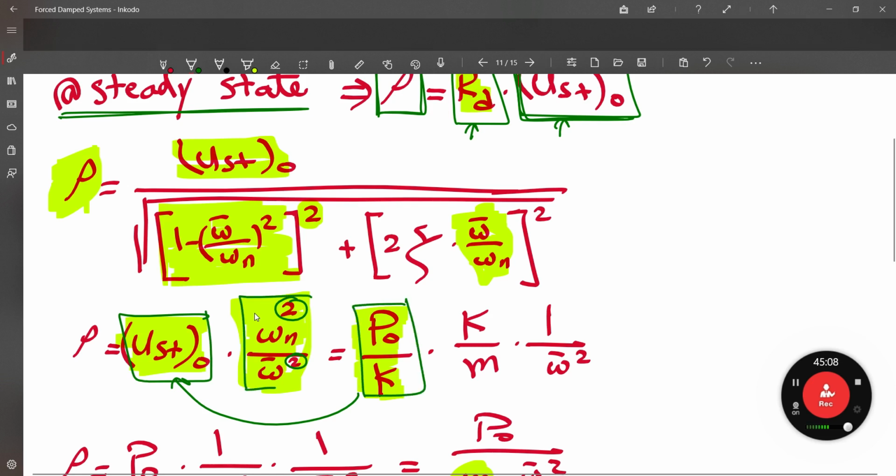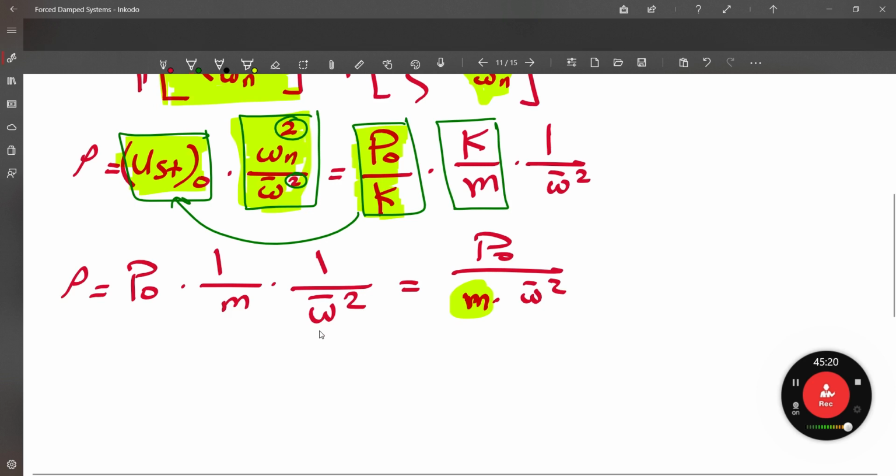And this one, we know that omega n squared equals k over m, right? And over omega bar squared, right? This is the flow of the equation. Then from here you can find that this k cancels out this k, and we're going to be remaining with p node over m times 1 over omega bar squared.